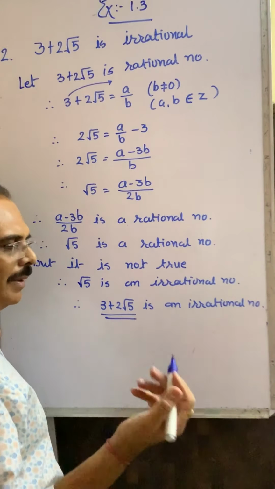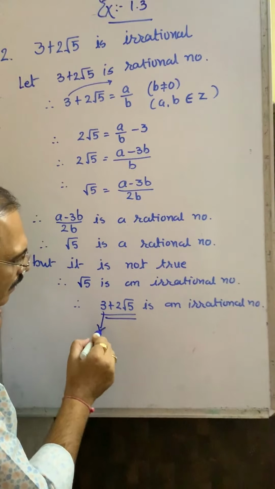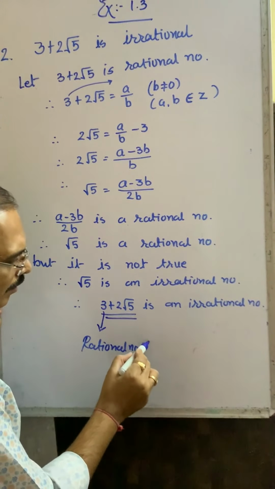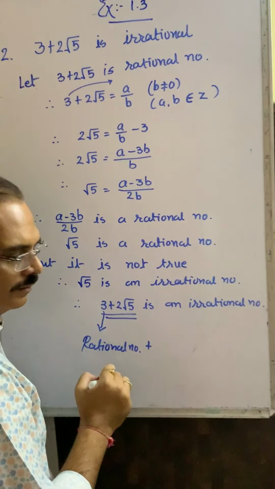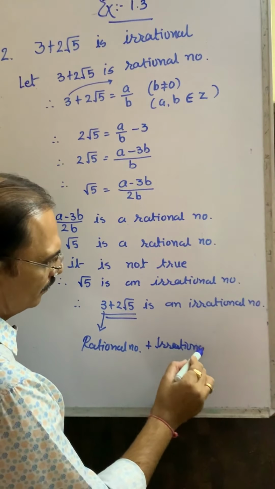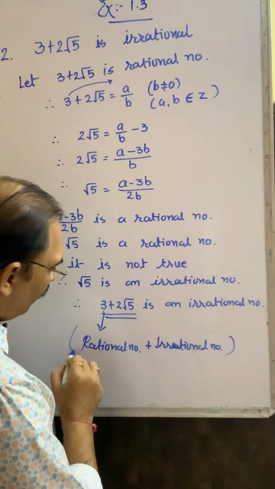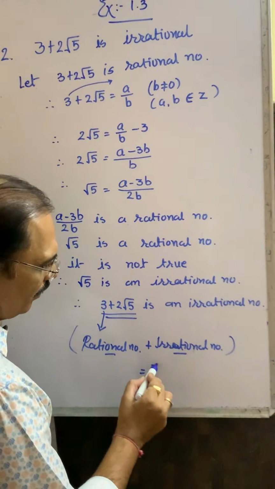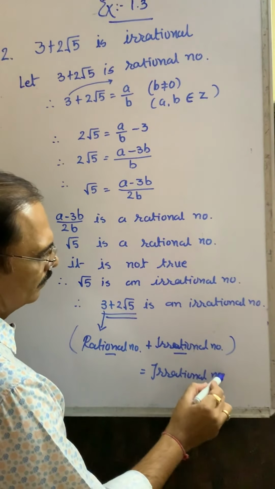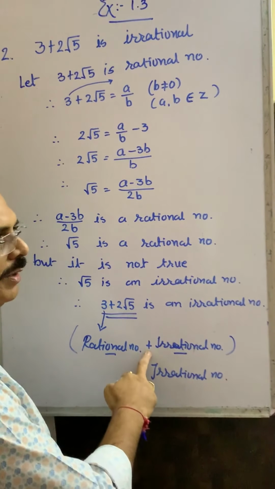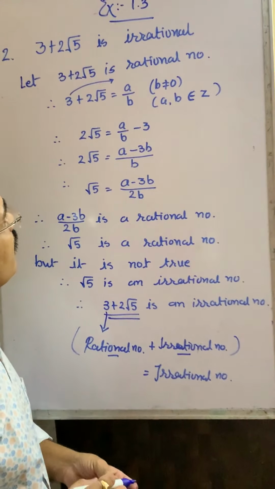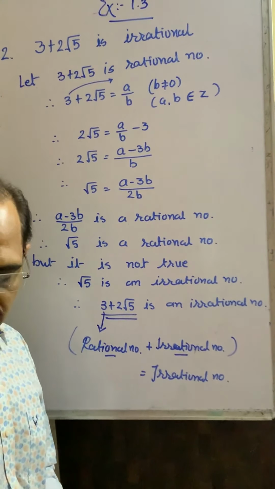Naturally, another simple method is also there. 3 is a rational number, plus 2 root 5 is an irrational number, because root 5 is irrational. Remember, a combination of a rational number and an irrational number is always an irrational number. Combination means plus or minus. Okay? Then it is an irrational number. So in this way we can prove.